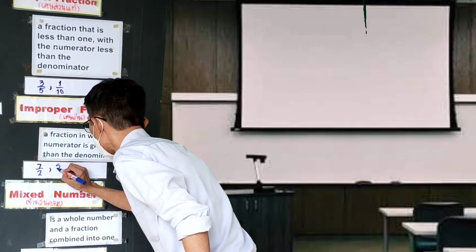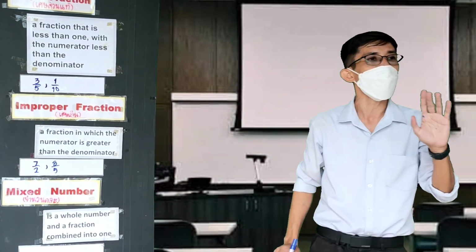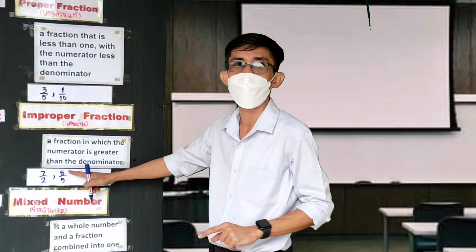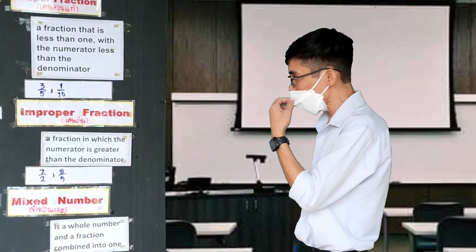Awesome, very good. 8 over 5. So 8 over 5 is also an example of an improper fraction. Why? Because the numerator is greater than the denominator. Good job. Okay, now let's proceed to the last one.